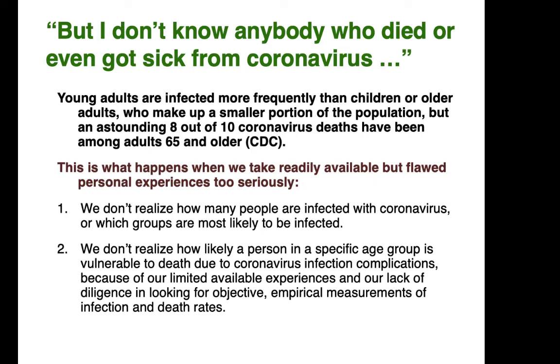This is what happens when we take readily available but flawed personal experiences too seriously. We don't realize how many people are infected with coronavirus or which groups are most likely to be infected. We don't realize how likely a person in a specific age group is vulnerable to death due to coronavirus infection complications because of our limited available experiences and our lack of diligence in looking for objective empirical measurements of infection and death rates. And so we judge poorly our relative risk of infection, being infectious, risk of death.